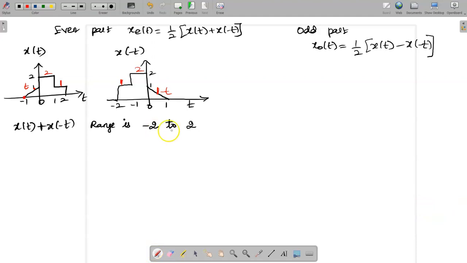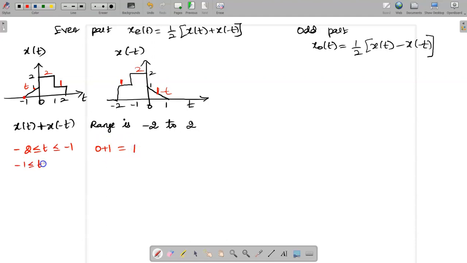So minus 2 to 2 is the range. We need to find out the value for each and every duration. So minus 2 to minus 1: t varies from minus 2 to minus 1. What is the value of x of t from minus 2 to minus 1? There is no amplitude at all, so it is 0. What is x of minus t? Minus 2 to minus 1, the value is 1. We need to add both values, so 0 plus 1 is nothing but 1.